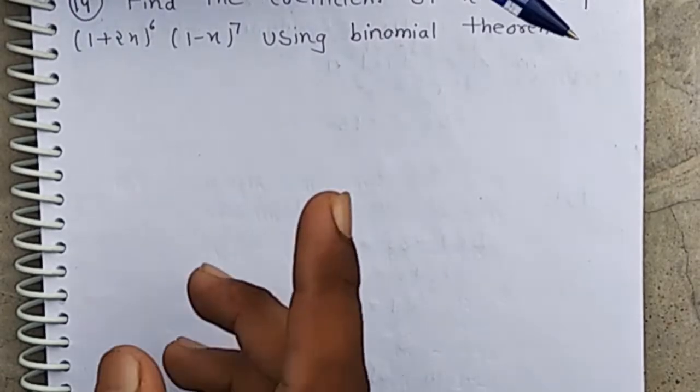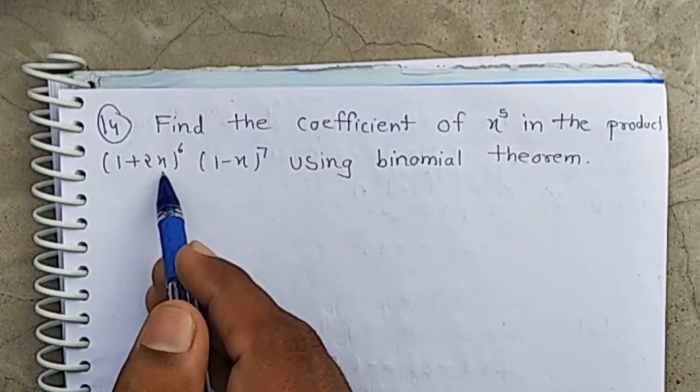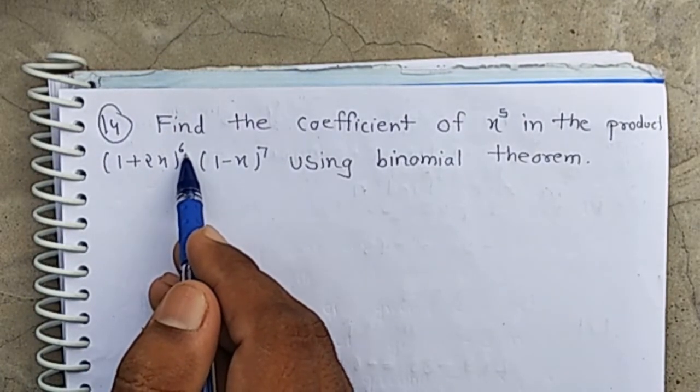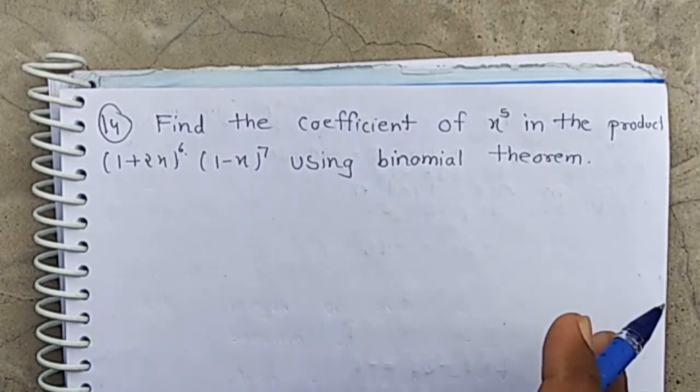Find the coefficient of x to the power 5 in the product of (1 + 2x)^6 into (1 - x)^7 using binomial theorem.